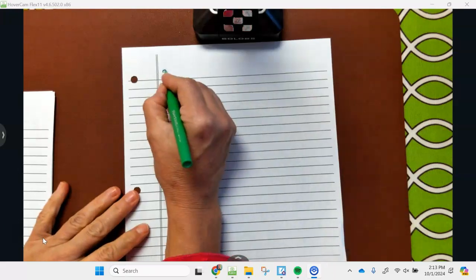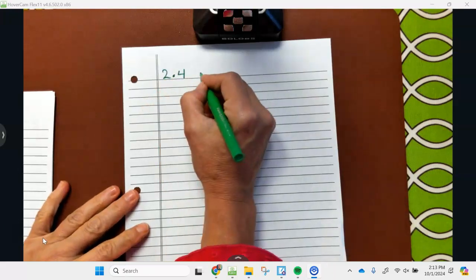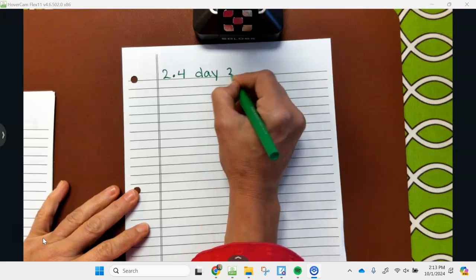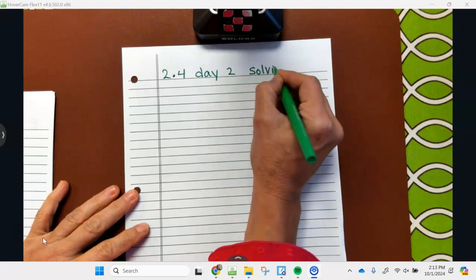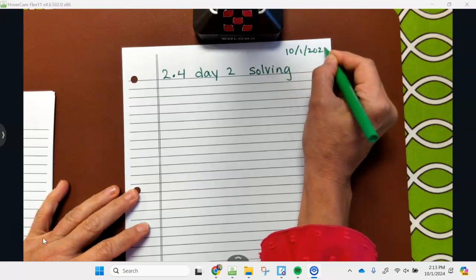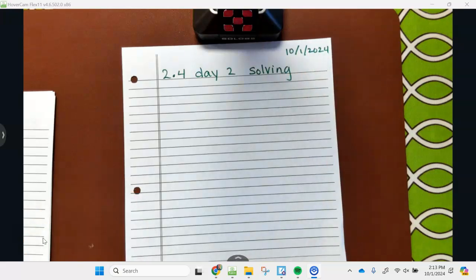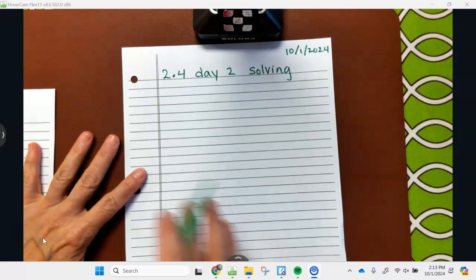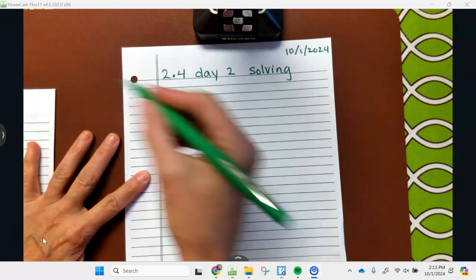Title is 2.4, day 2, and remember we're solving. All right, so we are certainly solving, but not everything's going to be factorable. Some of it's going to be factorable. Some of it you're going to have to make a strategy, a plan.